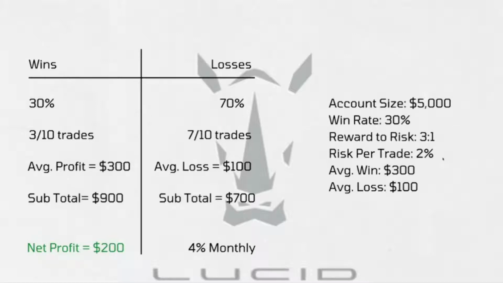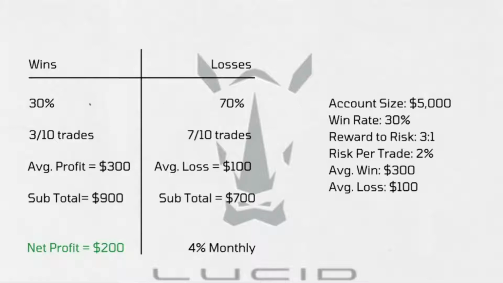So this model is going to show a 30% win rate, a risk to reward ratio, or reward to risk ratio, of 3 to 1. So for every dollar risked, we stand to gain $3. Risk per trade is going to be 2%. That's going to be based off of the account size. So you can see our average win will be $300 and the average loss will be $100. $100 is based off 2% of $5,000, and then times 3 gets you your average win of $300.